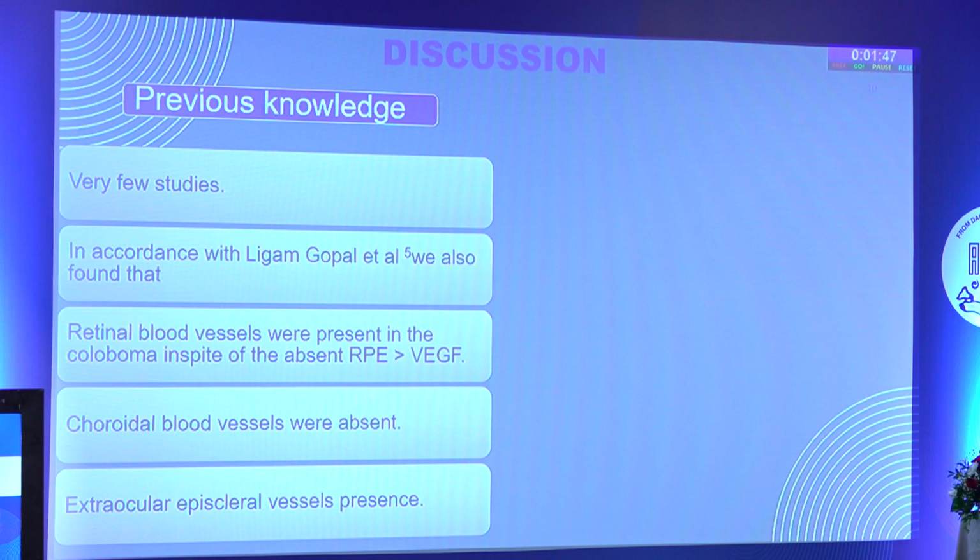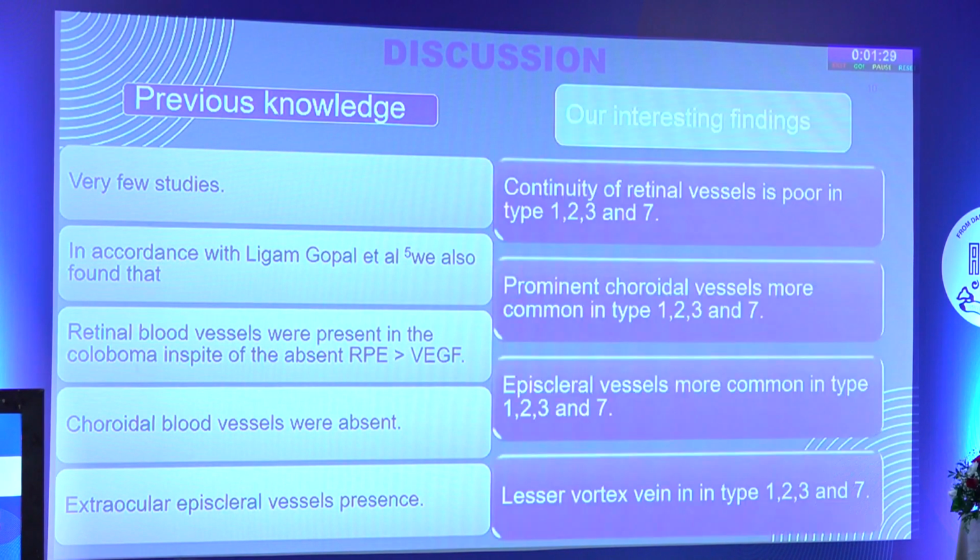So the previous knowledge is that there are very few studies, in accordance with Lingam-Gopal et al. We found that retinal blood vessels can be seen in the choroidal coloboma in spite of the absence of RPE. Hence the VEGF and vasculogenesis should not ideally be there, but we can find retinal blood vessels in the coloboma. Choroidal blood vessels are not seen, and these deep episcleral vessels are seen, which is confirmed on ICGA.